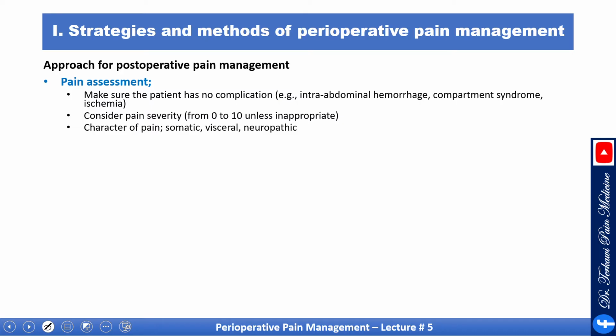Approach for postoperative pain management, pain assessment. Make sure when you go and see the patient postoperatively with uncontrolled pain, make sure the patient doesn't have complications like intra-abdominal hemorrhage with severe pain, or compartment syndrome, or ischemia. Consider the pain severity and the character of pain: somatic, visceral, neuropathic. All of this was covered in the first lecture.